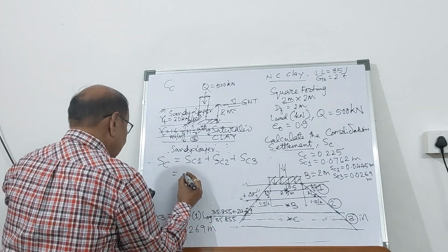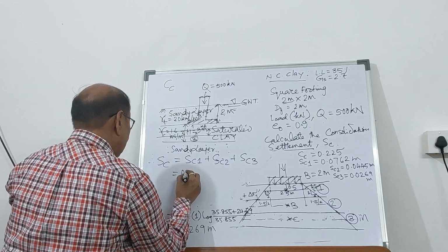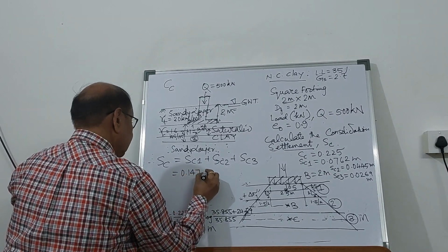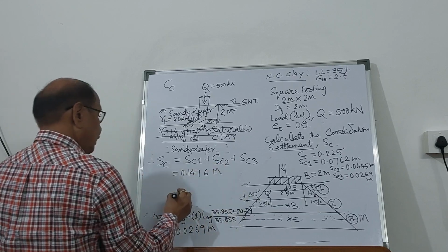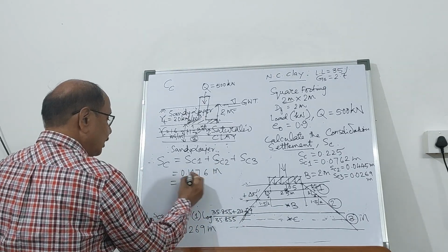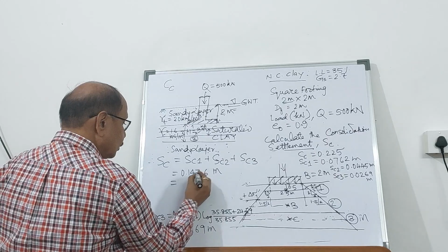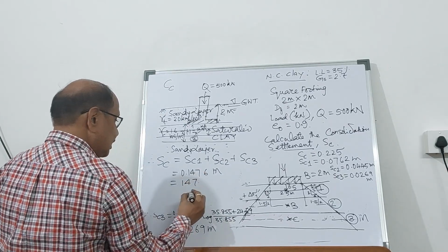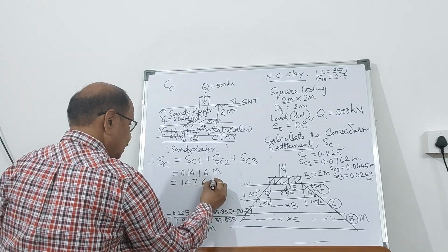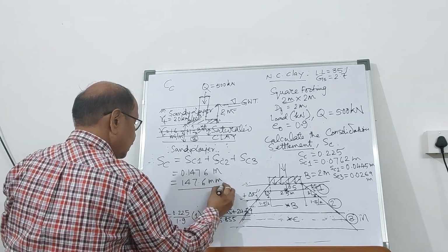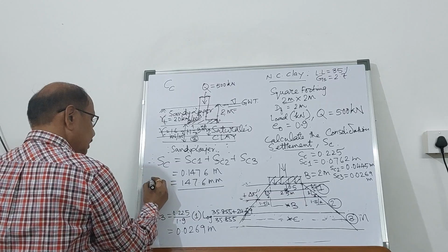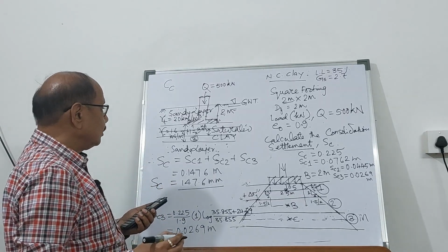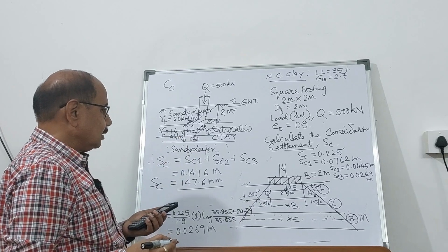So the total consolidation settlement is 0.1476 meter. So if you multiply it by 1000, 147.6 millimeter is the total consolidation settlement for this.